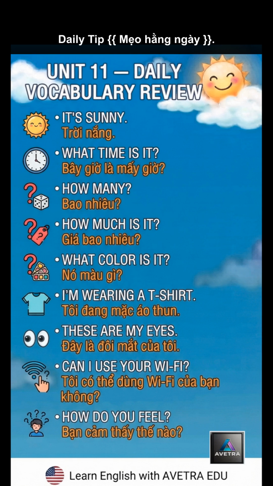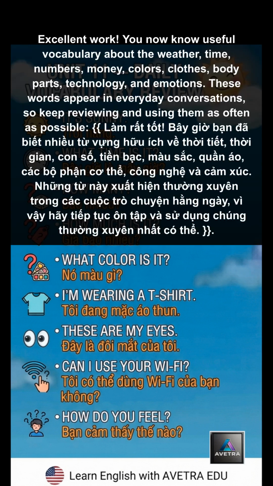Daily tip. Excellent work. You now know useful vocabulary about the weather, time, numbers, money, colors, clothes, body parts, technology, and emotions. These words appear in everyday conversations, so keep reviewing and using them as often as possible.